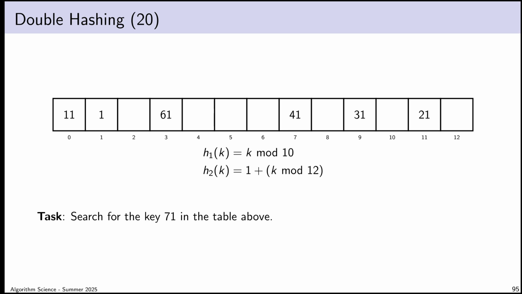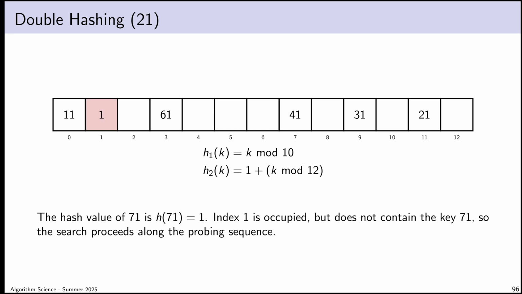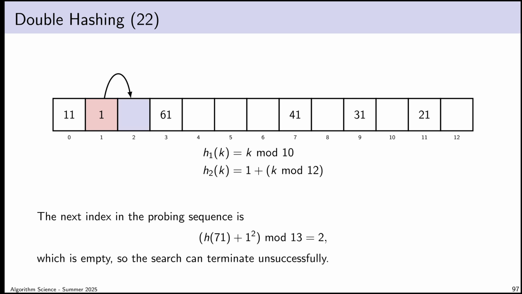Let's go searching for 71 in this table. All right, so the hash value of 71 is 1, unsurprisingly. Index 1 is occupied. It doesn't contain the key 71, so I keep searching. And the very first thing I check is index 2, and that's empty.